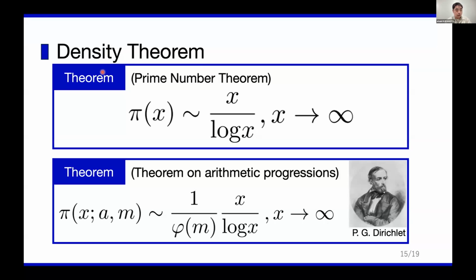Next, we introduce classical density theorems in number theory. The upper theorem, called the prime number theorem, was conjectured by Gauss and proved independently by de la Vallée Poussin and Hadamard. A generalization of this theorem is known as Dirichlet's theorem on arithmetic progressions. Also, not mentioned here, these can be generalized as Chebotarev's density theorem.